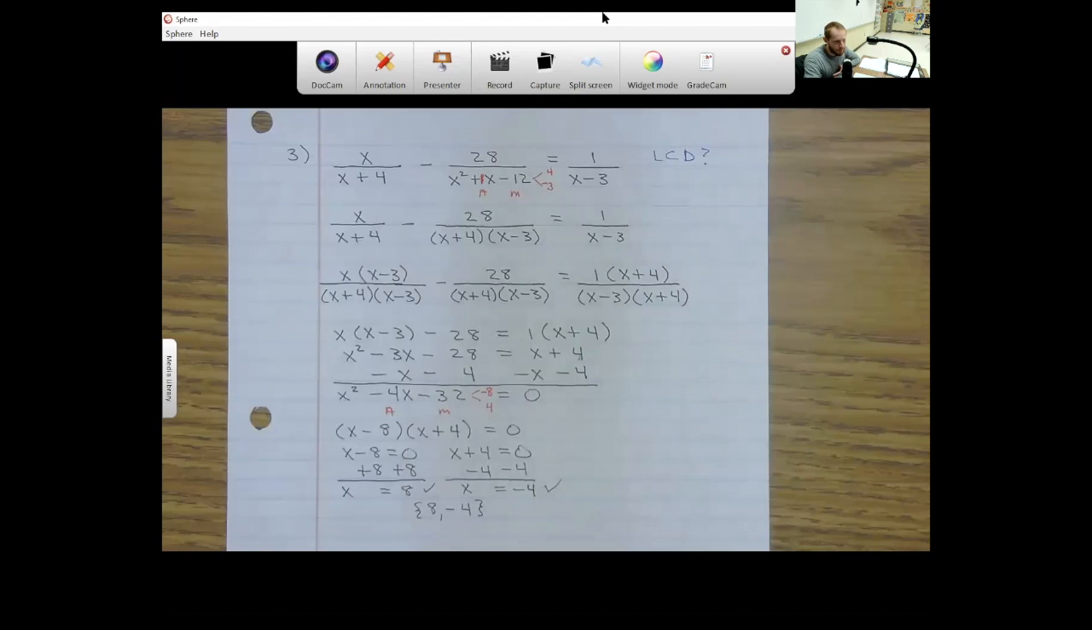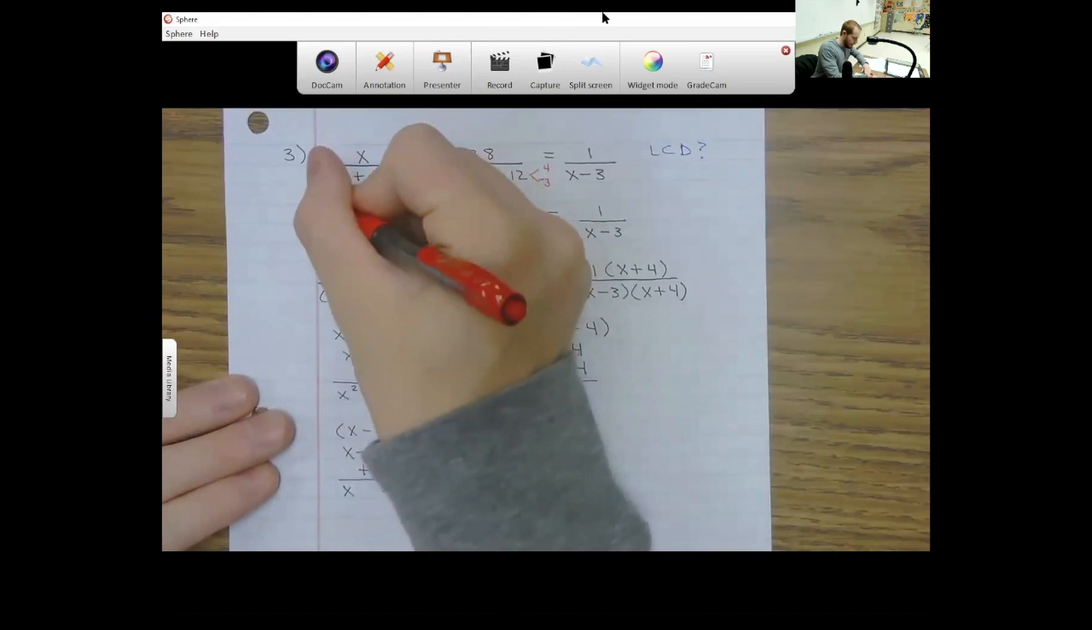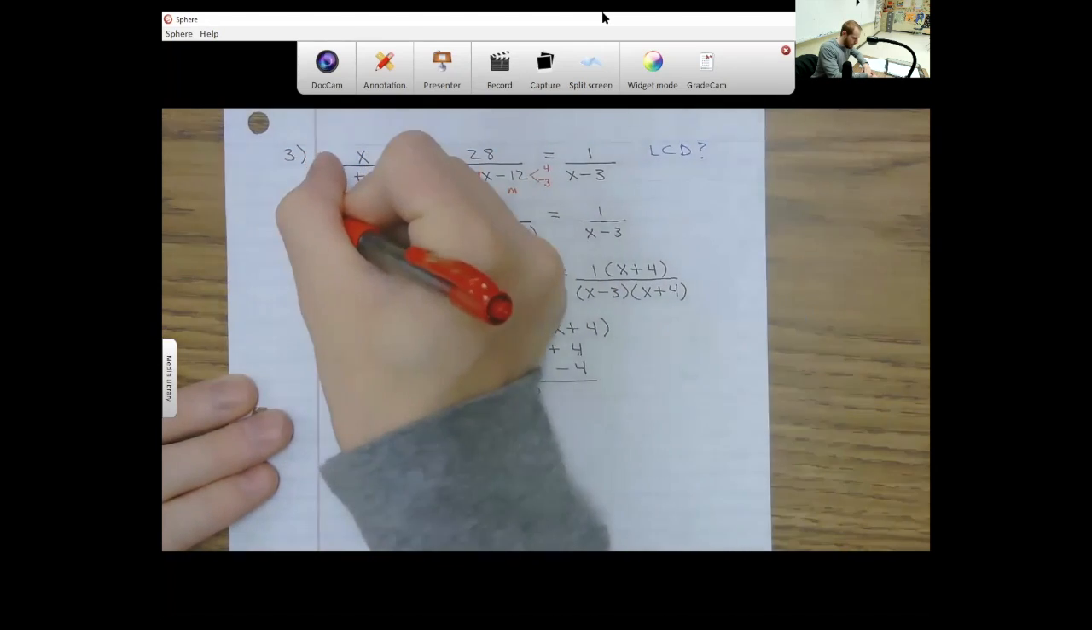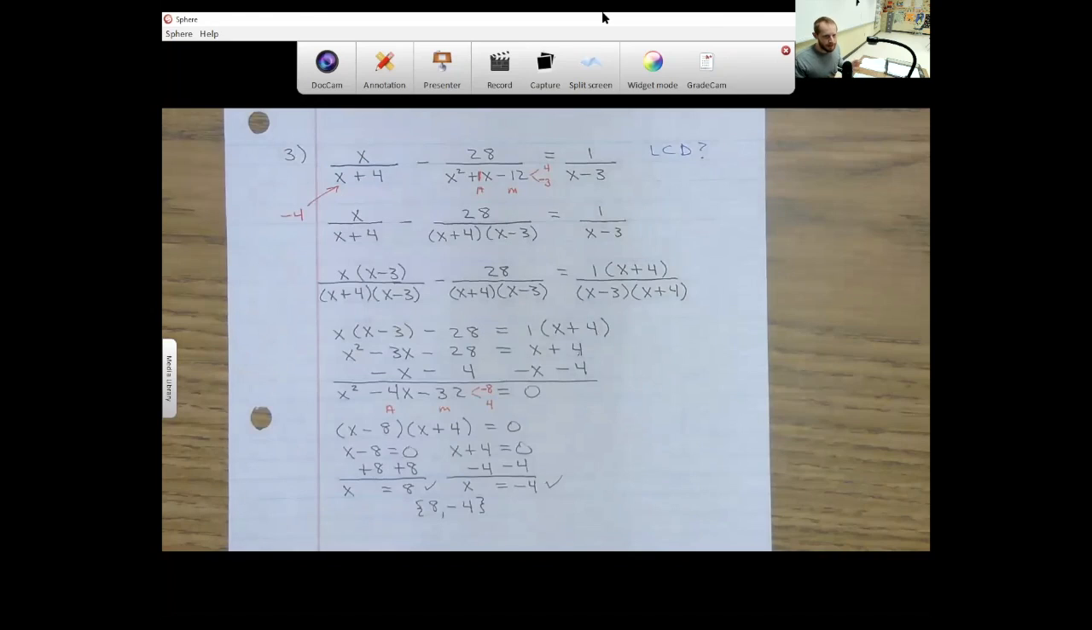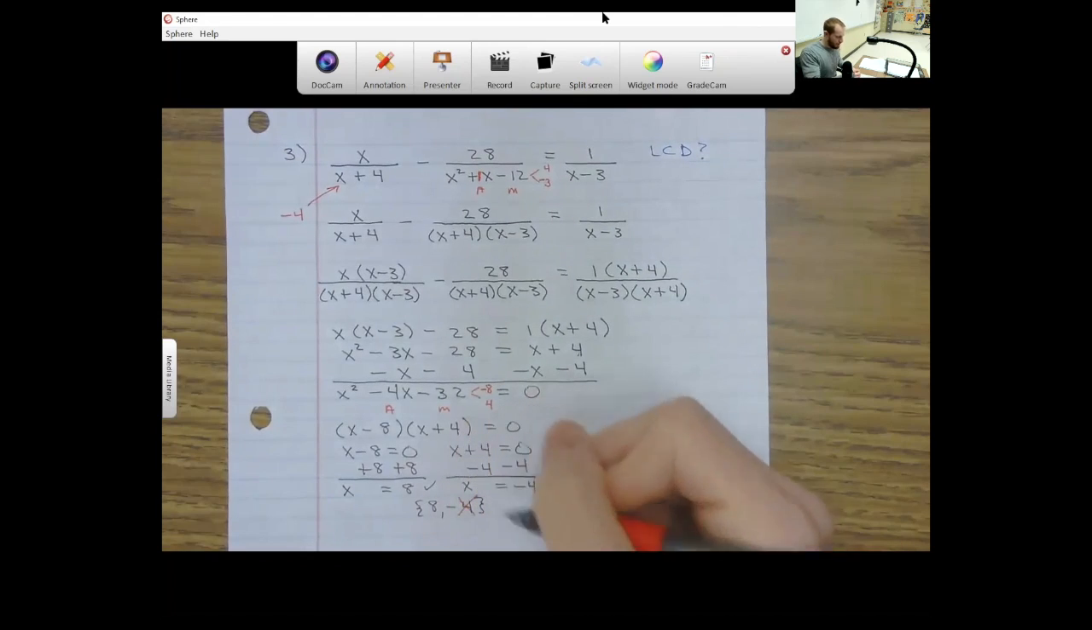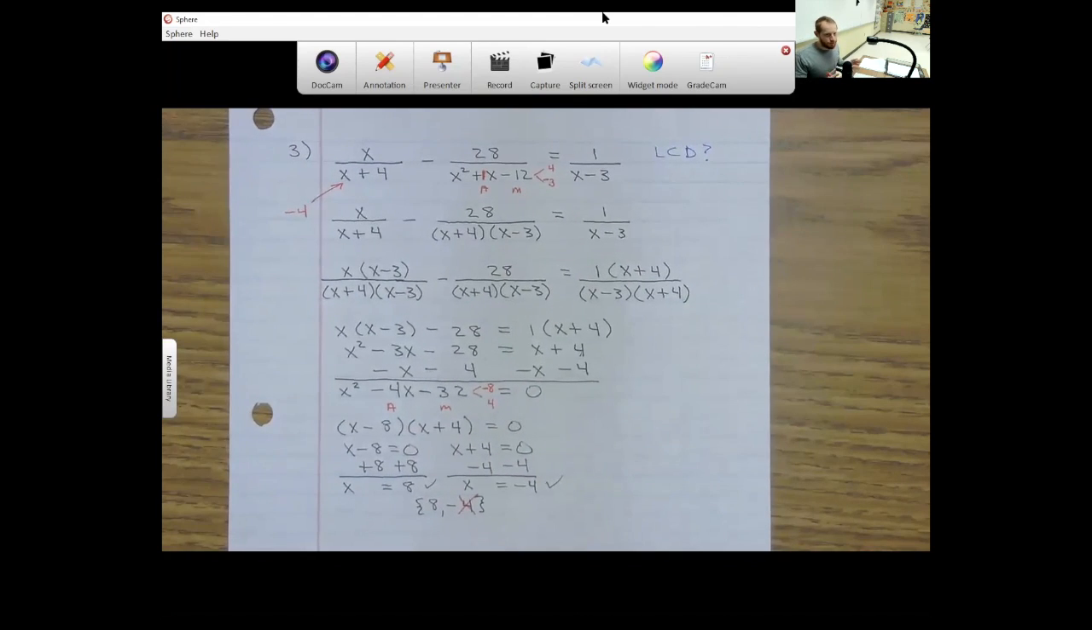So the 8 is fine. What about the negative 4? If I plug in negative 4, do you see the problem up here? Let me change to a red pen. If I plug in negative 4 right here, do you see how I would be dividing by 0 at that point? Because really, I would have negative 4 plus 4 at the bottom, and then that would be dividing by 0. So I can't have that. Negative 4 is not going to work in my solution set. So I'm going to get rid of it. Negative 4 is what we call an extraneous solution.